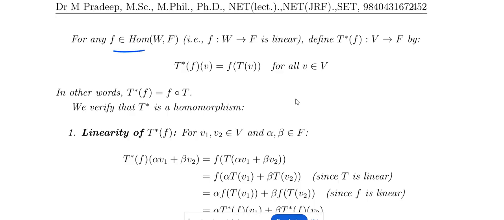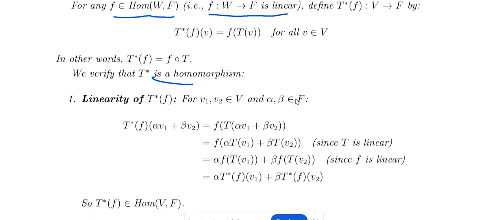f belongs to Hom(W, F). For any f belongs to Hom(W, F), that means f from W to F is linear னு அர்த்தம், that is homomorphism னு அர்த்தம். ஓகேவா? And T star of f is defined from V to F by T star of f of v equal to f of T of v. So T star of f equal to f of T னு அர்த்தம். So T star is a homomorphism.